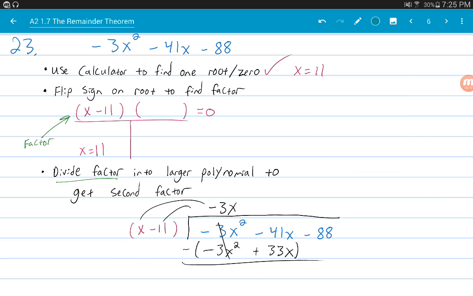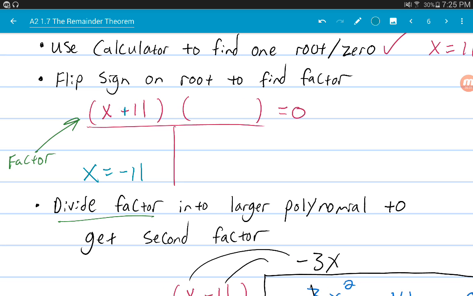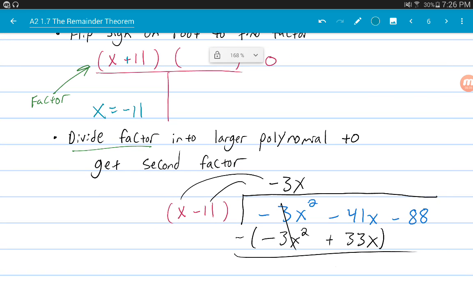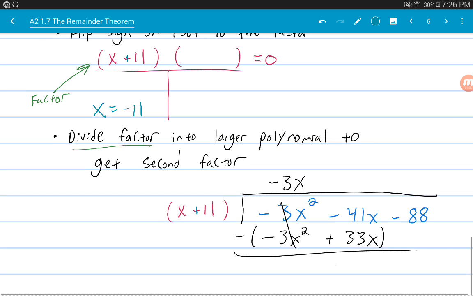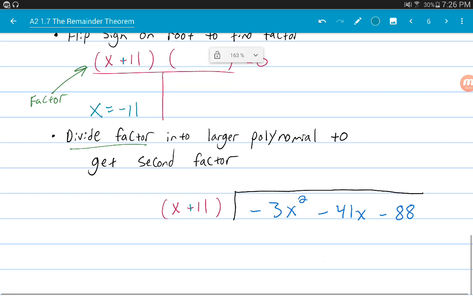Okay, so I made a mistake over here. The actual root was x minus 11. So x equals negative 11 rather. And in that case, this should have been x plus 11. So I made that mistake and it carried down here. So I'm not perfect and I make algebraic mistakes just like you guys do sometimes. Okay, so let's start this again, and let's do it right this time.